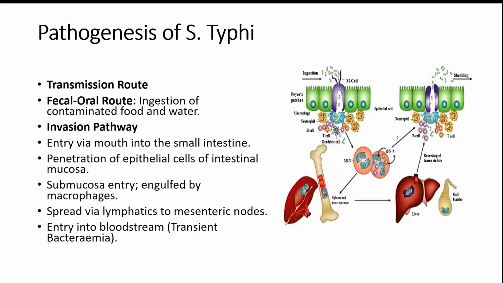The route of transmission is fecal-oral. It spreads through the ingestion of contaminated food and water. After ingestion, it reaches our small intestine, where it penetrates the epithelial cells of the intestinal mucosa. From there, it reaches the submucosa, where it is engulfed by macrophages. Through these macrophages, they spread via the lymphatics to the mesenteric lymph nodes, and from there they enter the bloodstream to cause a transient bacteremia.